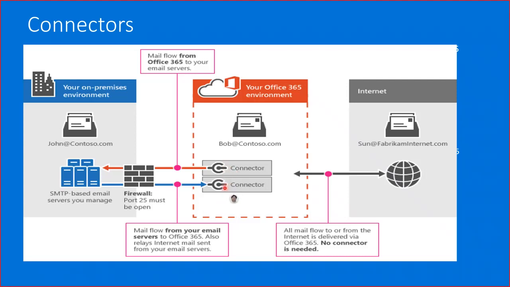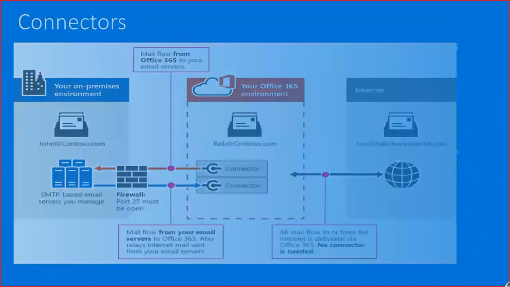Usually these connectors would be created by the hybrid wizard when we run the hybrid configuration wizard, but can be created manually as well. So this is how it looks like. So that's the on-premise connector type. Let's move on to the next one.